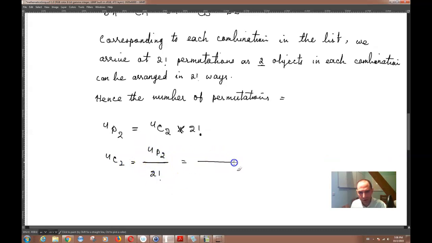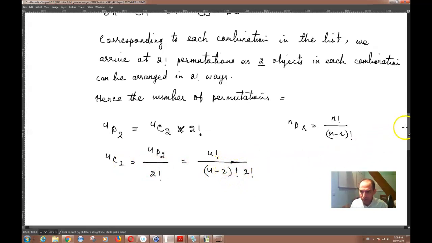factorial. Now n permutation r is equal to n factorial over n minus r factorial, which is the same thing as 4 factorial over 4 minus 2 factorial, divided by 2 factorial. So that means that 4 combination 2 is the same thing as 4 factorial divided by 4 minus 2 factorial times 2 factorial.